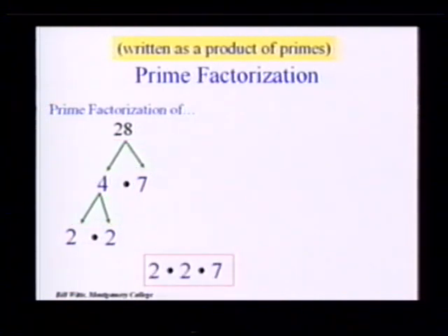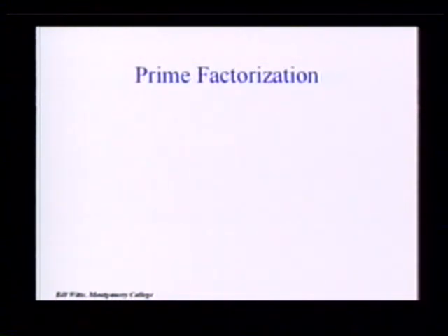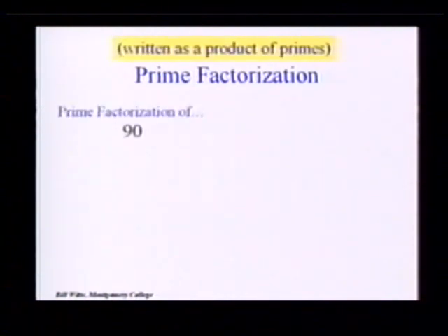Note that the numbers are put in order: 2 times 2 times 7. We generally do that. Let's do one more because we're going to be doing a lot of these. Let's break up 90.